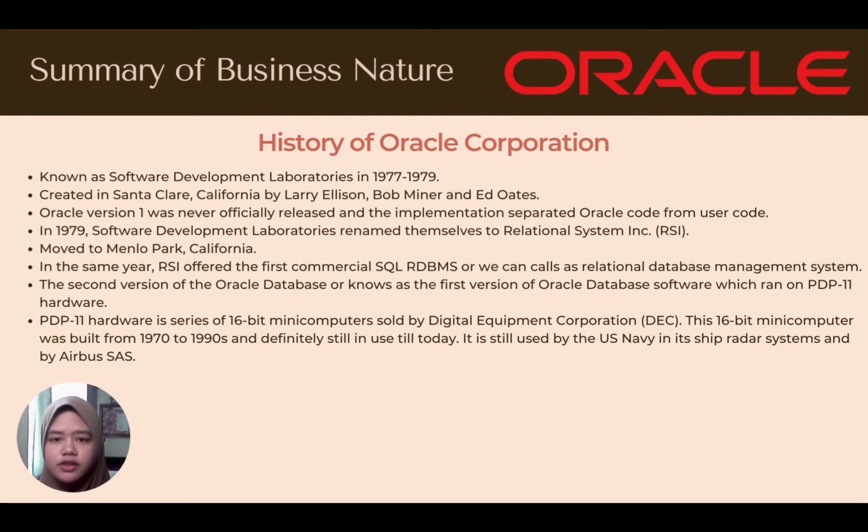From 1977 to 1979, Oracle Corporation was known as Software Development Laboratories. Larry Ellison, Bob Miner, and Ed Oates created this company at Santa Clara, California. The first version of Oracle was never officially released, and the implementation separated Oracle code from user code. In 1979, this company was renamed from Software Development Laboratories to Relational Software Inc., or RSI. After that, they moved to Menlo Park, California.